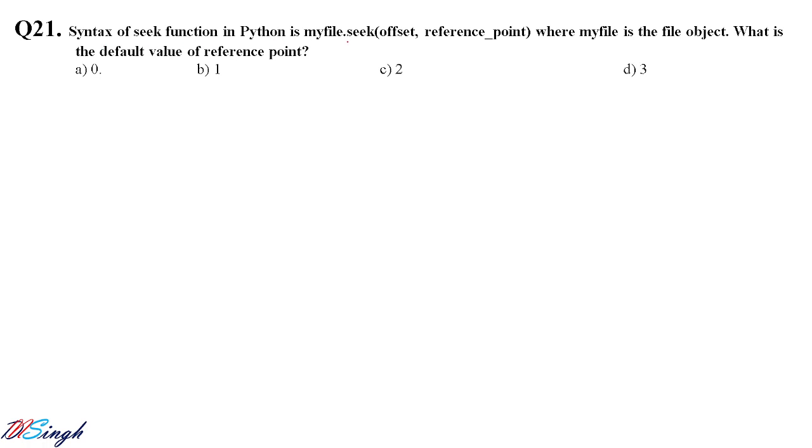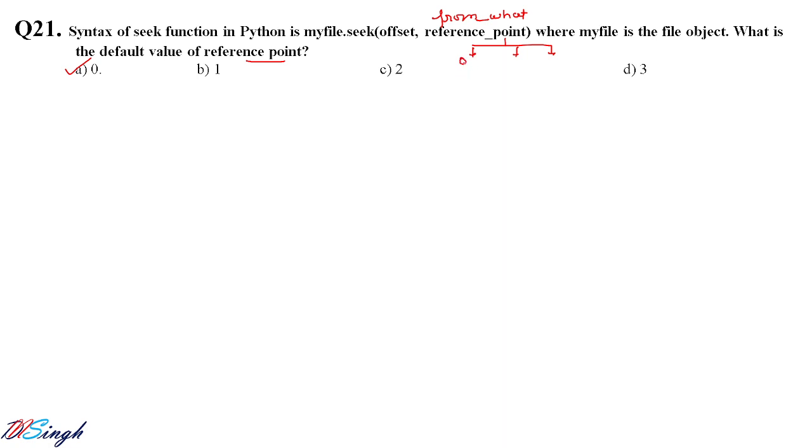Let us go to question number 21. Syntax of seek function in Python: myfile.seek(offset, reference point). Sometimes it is also called from what position. So reference point, where myfile is the file object. What is the default value of the reference point? The default value for the reference point is 0, which places the reference pointer at the beginning of the file. And the reference point, or from what, can have 3 values: 0, 1 and 2.